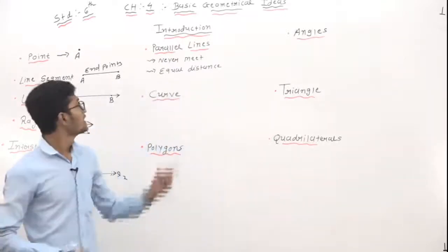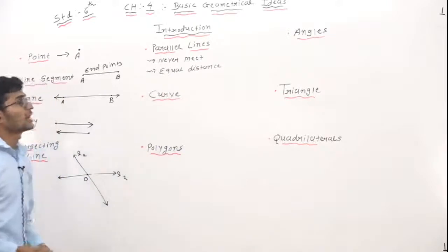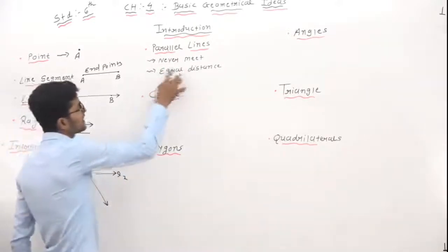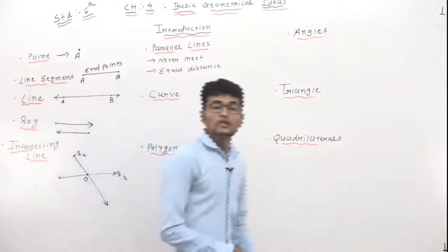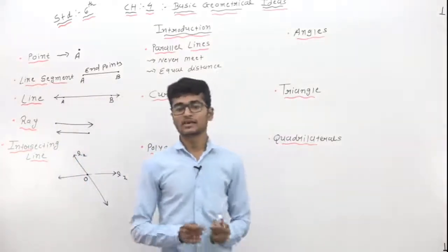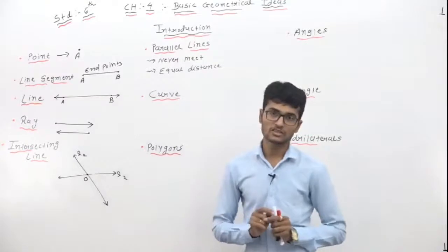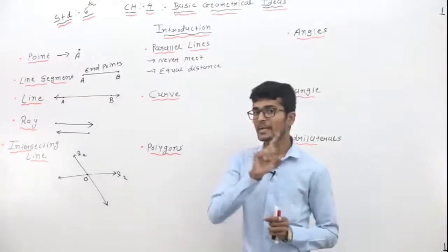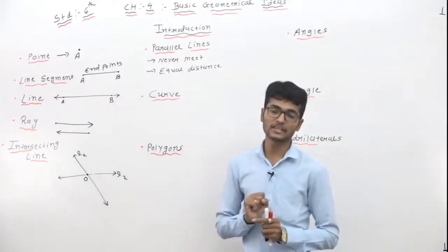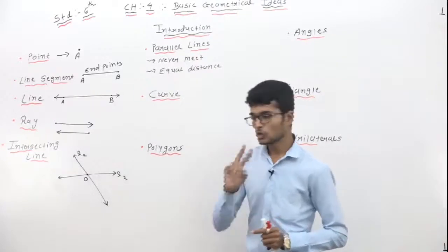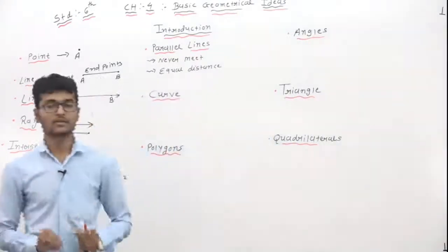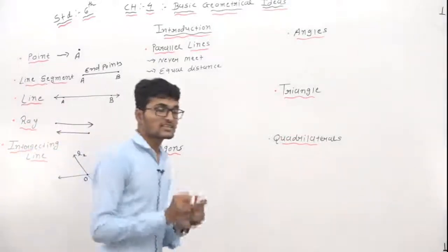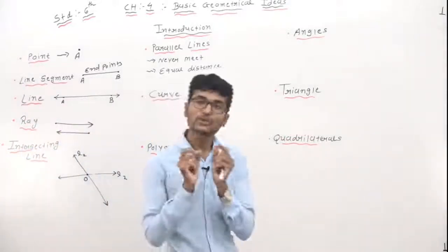Okay. Next is the parallel line. First of all, dear students, you are right here: never meet and equal distance. So two parallel lines never meet each other. दो parallel line कभी एक दूसरे के साथ intersect नहीं हो रही है. Two parallel lines do not intersect each other, and two parallel lines are at an equal distance.